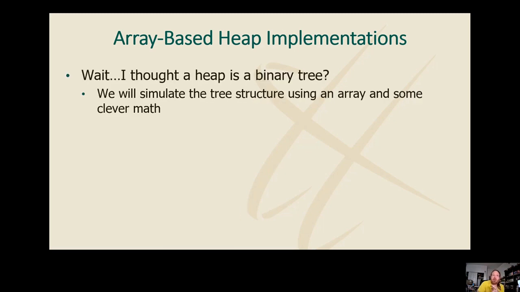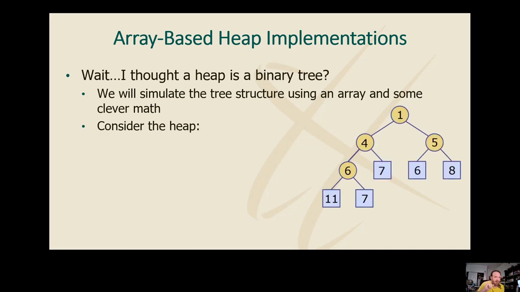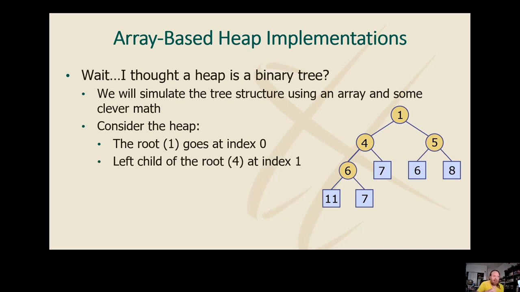And we're going to do this by simulating the tree structure using an array and some clever math, or in languages that will allow this, a dynamic array, a dynamic list, and some clever math. So let's consider this heap here. Okay, if we're going to store it linearly, our root goes to index 0. And our left child of the root, 4, can go to index 1. And then our right child of the root goes to index 2, and so on and so forth.